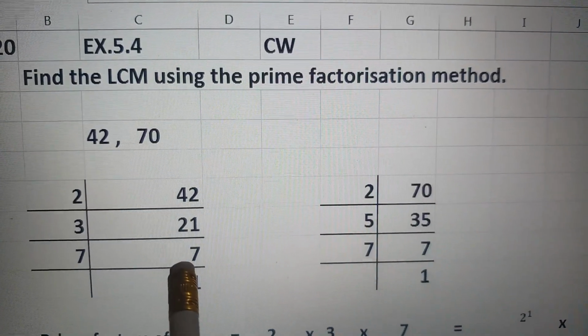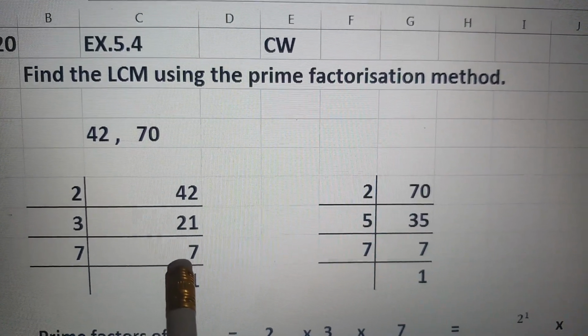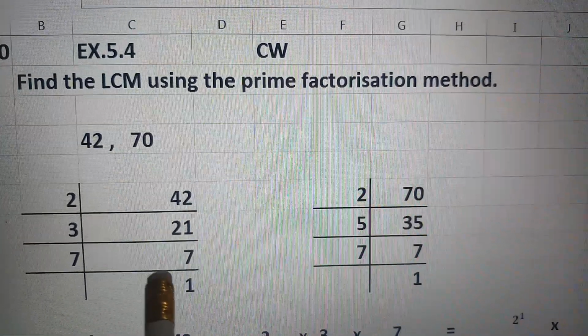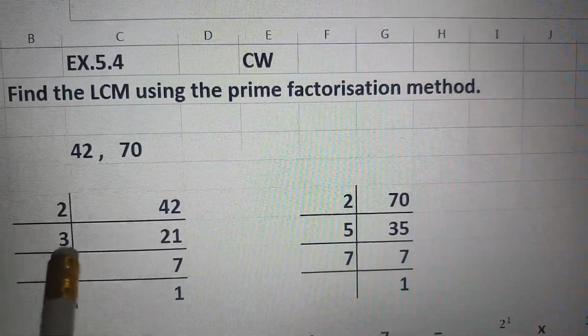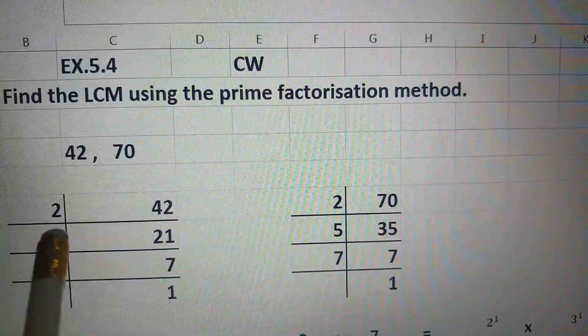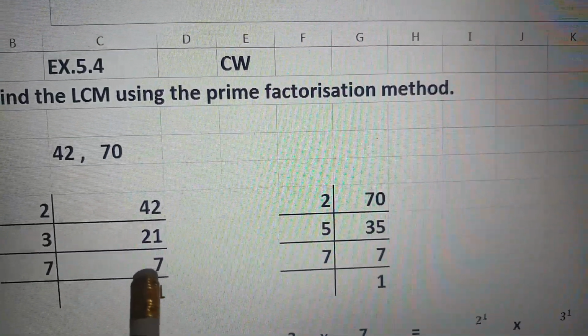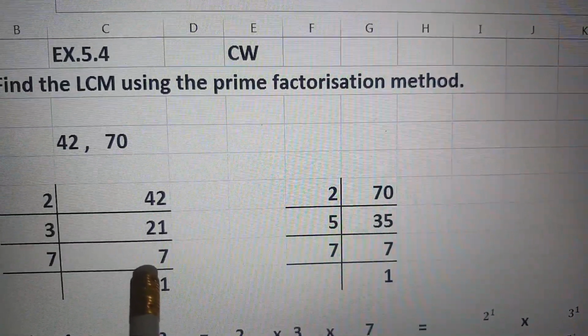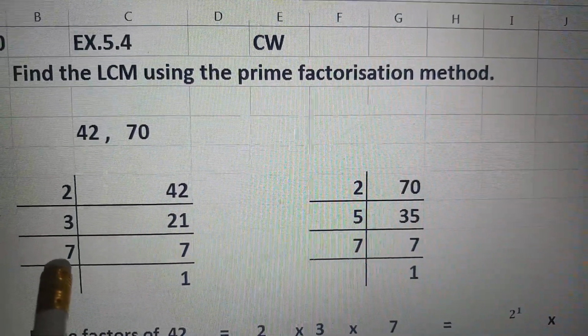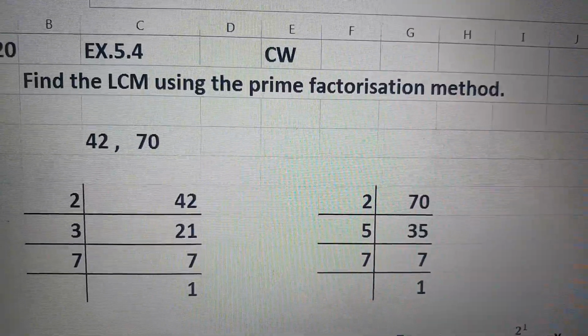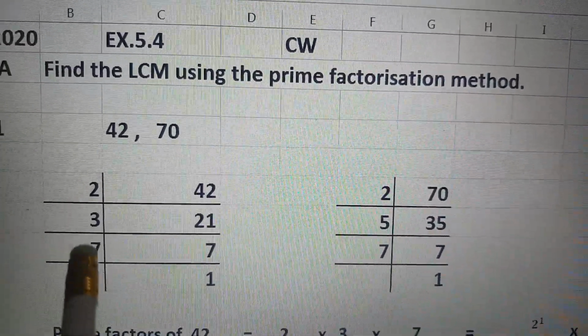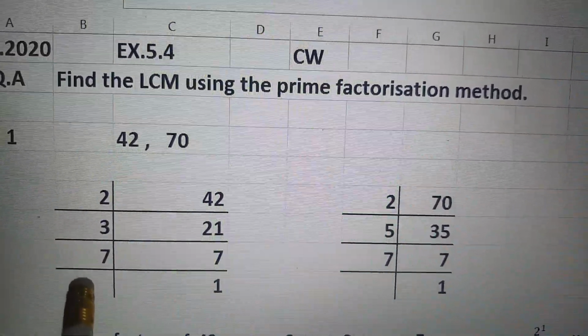As 7 is an odd number, it cannot be divided by 2, and it cannot be divided by 3 as it is not divisible by 3. The next prime number is 5. It is not divisible by 5. Then the next prime number is 7, and 7 ones are 7. So the prime factors of 42 are 2, 3 and 7.